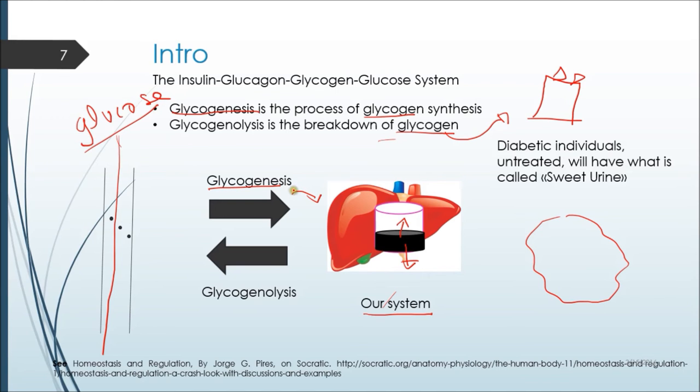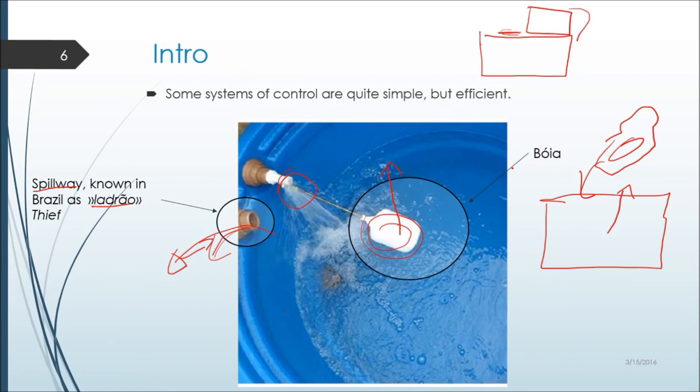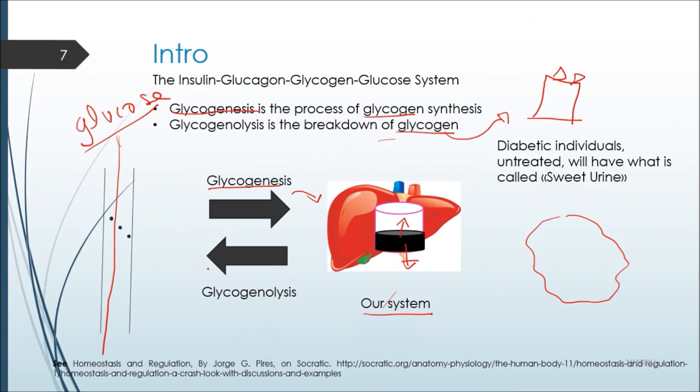So that's a very simple example, very similar to the other. Remember that in our previous system we had a state in which this control fails. It can happen, so there is a last control, which is to eliminate the water. It's not very nice, because eliminating the water cannot be a very interesting option. Here it's the same. When this system fails, in the majority of cases you have what is called diabetes. Diabetic people have what is sometimes called sweet urine. The kidney starts to eliminate the excess of glucose.